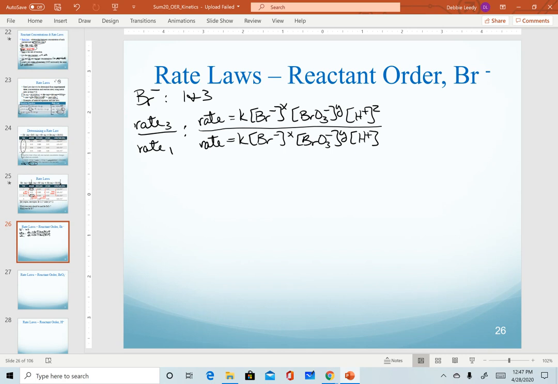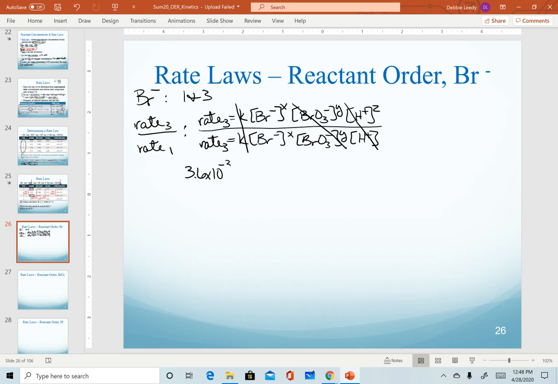Now, before I plug in numbers, realize that we specifically chose trials such that the bromate concentration would be held constant and the hydrogen ion would be held constant. Since those concentrations are constant, those cancel out. So when I go to plug in values, I'm only going to plug in my values for the rate and my bromide concentration. Notice also that my rate constant is going to be constant, and so it will also cancel out.